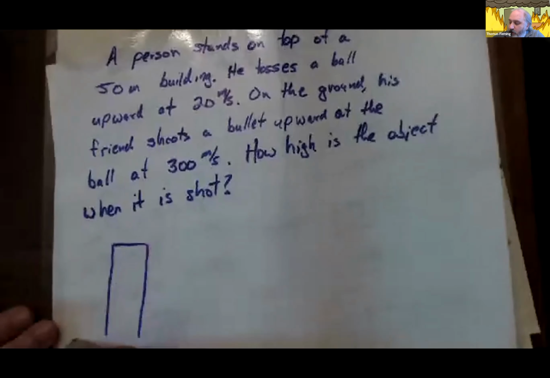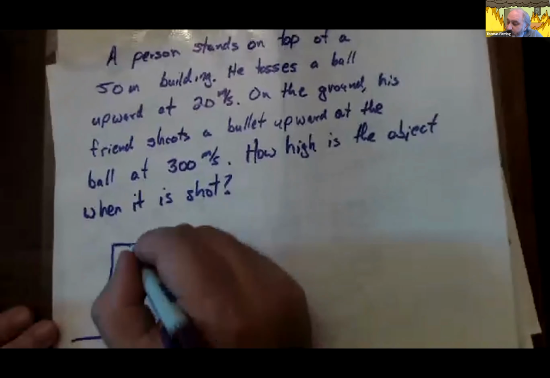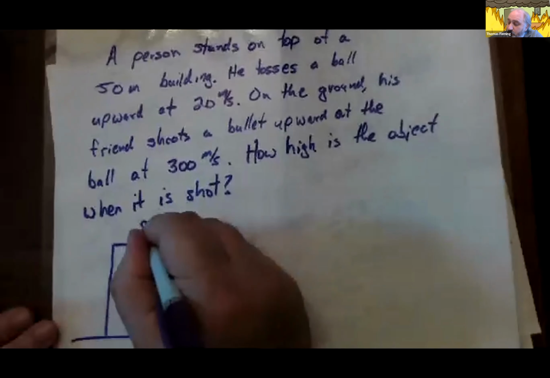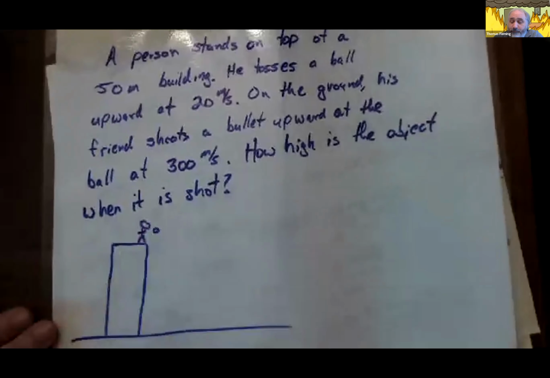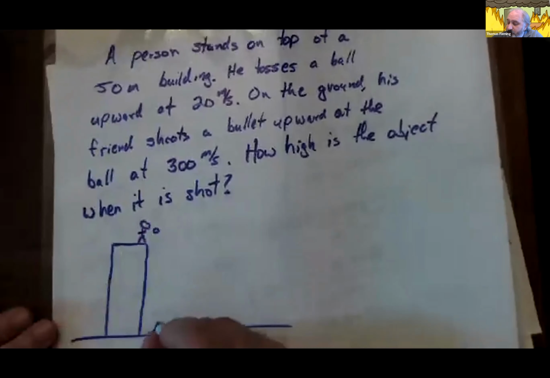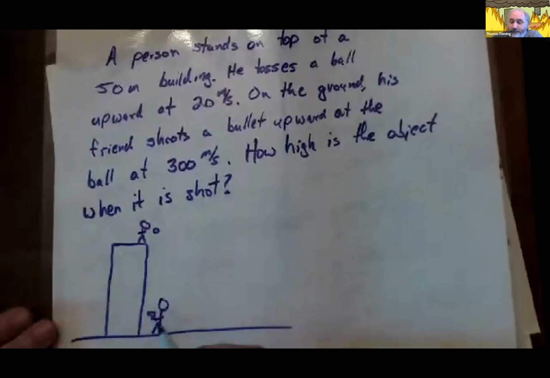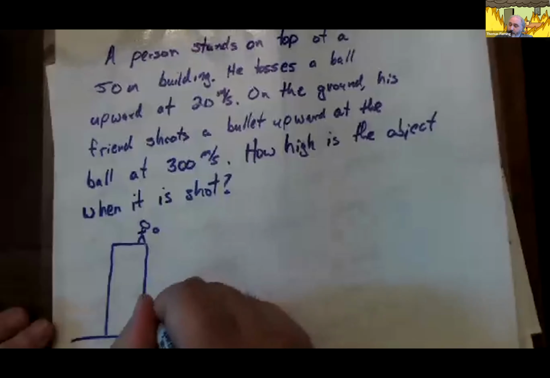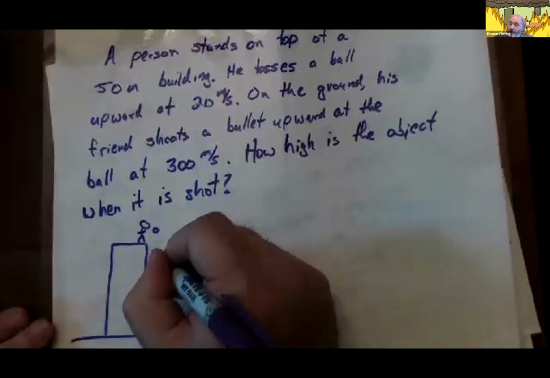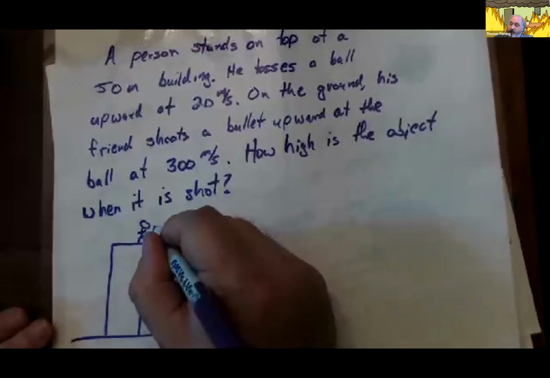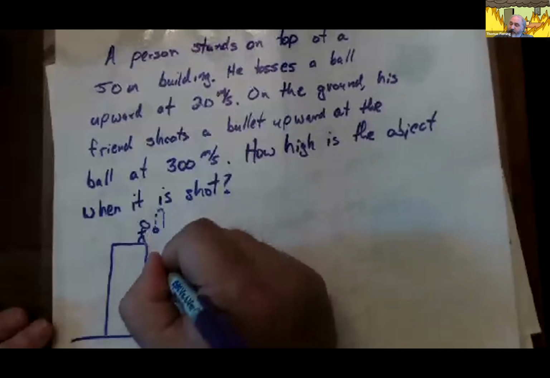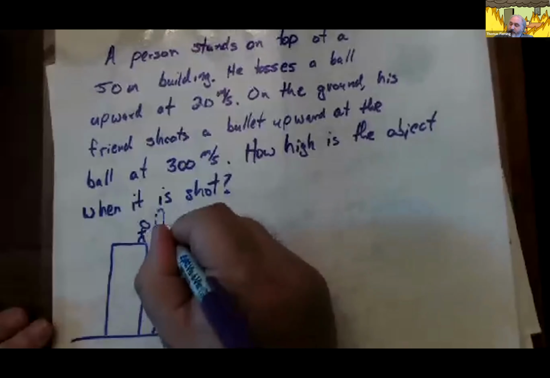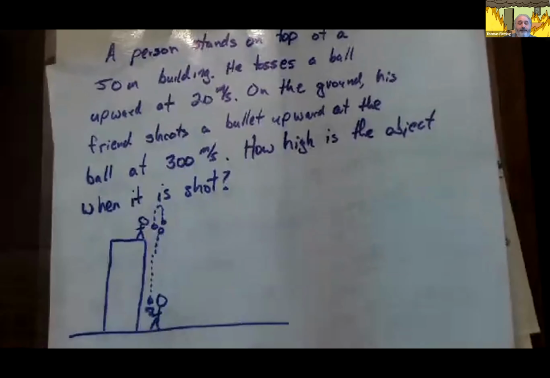And so here's my big tall building, and here's my dude with the target at the top. And here's my dude at the bottom with the gun. And he's going to shoot his bullet. The bullet's going to go up. The target's going to fall. And somewhere the bullet and the target are going to be at the same height.